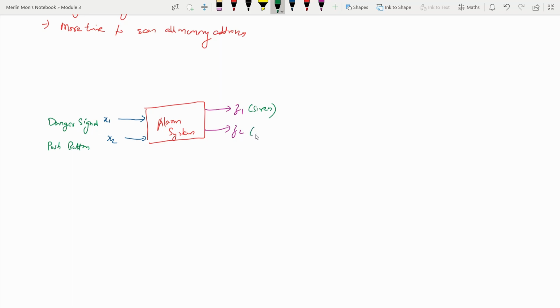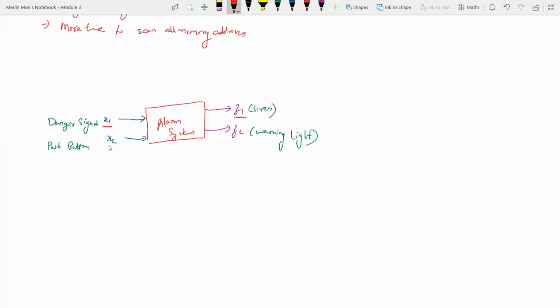And z2 is the warning light. So it works like this. Say there is a danger or some emergency occurring in some part of the factory or somewhere, and a danger signal will be activated. When there is a danger signal, then immediately the siren will start making a lot of noise, and then somebody will recognize this danger or emergency. As a part of acknowledgement, the operator must push a push button to indicate that he has seen that danger signal.